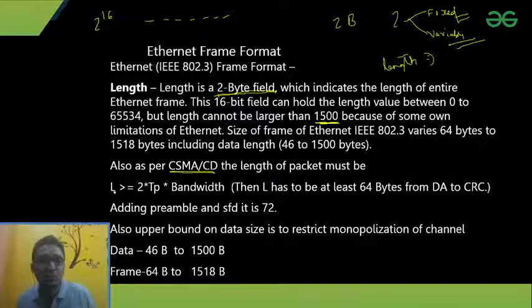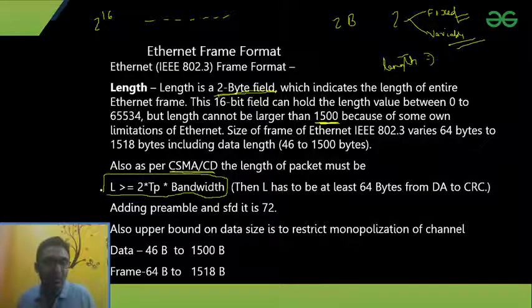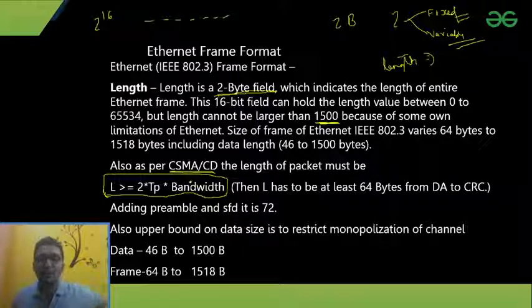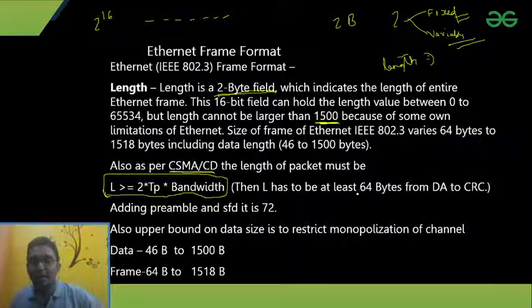I will explain this formula in CSMA/CD. In order for CSMA/CD to work, our length L should be greater than or equal to twice Tp times bandwidth. So to have CSMA/CD applied in our network, we have to comply with this formula. According to this formula, the bandwidth of Ethernet is fixed, and the propagation time is also fixed, as we have some standard length of our network. When we put values in this formula as per Ethernet, we get L to be 64 bytes. So this is the upper cap of 1500 bytes, but we also have a lower cap, which is 64.